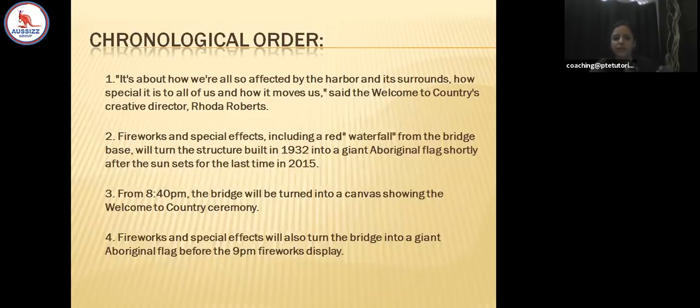Then definitely from 8:40 p.m., the bridge will be turned into a canvas showing the welcome to country ceremony. Then fireworks, of course. First the ceremony will be there, the welcome will be there, and after welcoming, fireworks will be there. And one more thing, before the 9 p.m. fireworks display, 8:40, 9 p.m. This is giving me one order where chronology matters here. So that's why the correct order will be 2, 1, 3, 4.